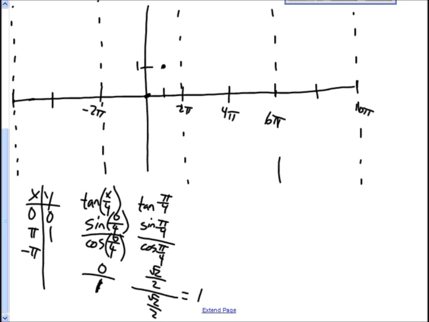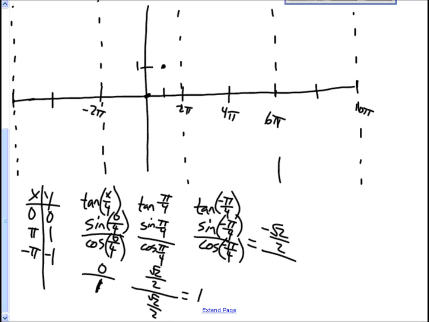Okay, negative pi. If I plug in negative pi, this is going to end up being negative 1, because I'm plugging in x, x being negative pi. So what's the sine of negative pi fourths over the cosine of negative pi fourths? The sine is negative root 2 over 2, the cosine is root 2 over 2. So negative 1, that's how you got that negative 1 there, all right? And so on. You can plug some more points in, but soon enough you see that tangent x over 4.